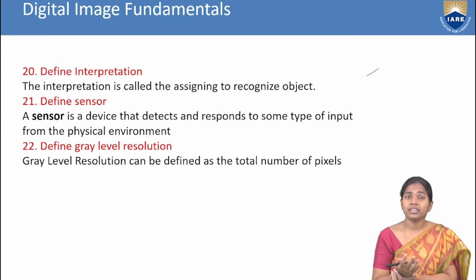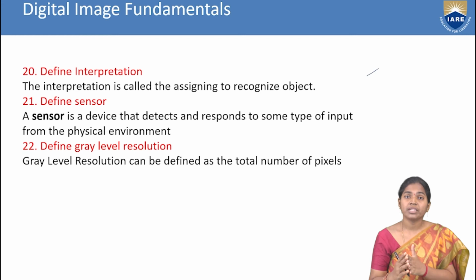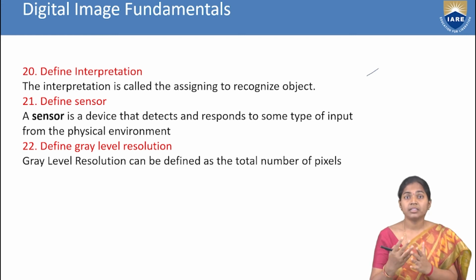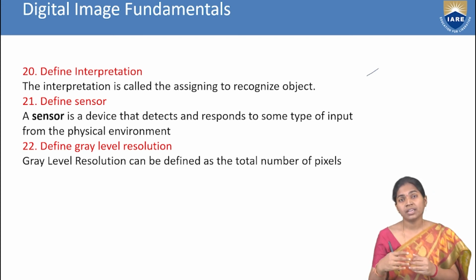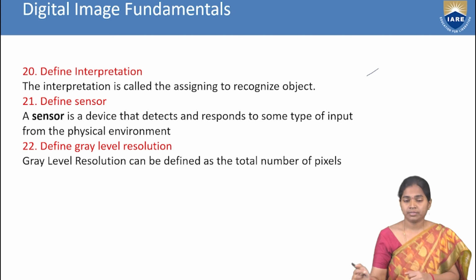So how can we increase it? Depending on the sampling rate increased, quantization is also increased. Quantization increased means the number of bits in each pixel is also increased, and when the number of pixels is increased, image quality is also increased.